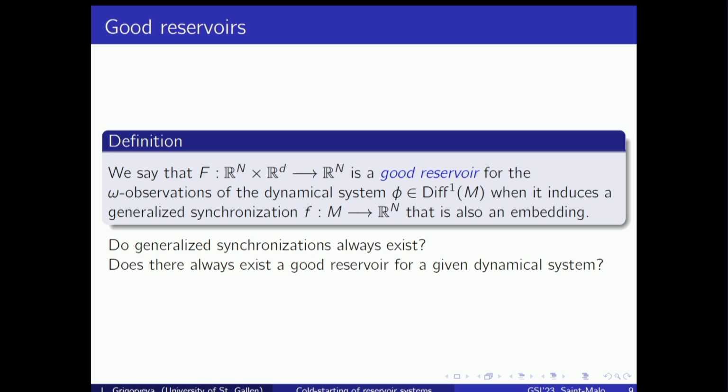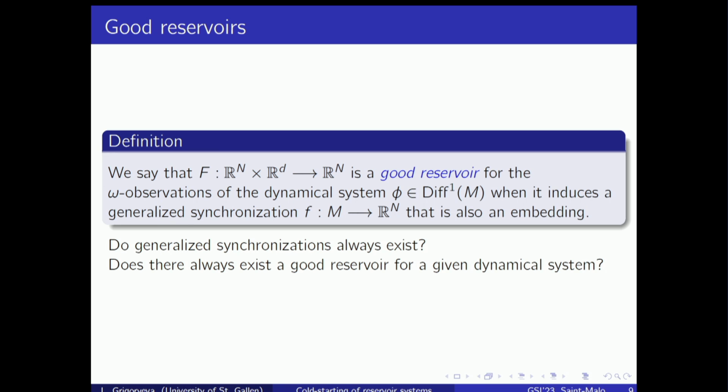So we're saying that this f will be good, meaning that it will correspond to a good reservoir, if I require from this GS something extra. And that's not a little thing. We will require that it should induce a generalized synchronization which happens to be an embedding, right? So it should be an injective immersion. So we ask the following questions.